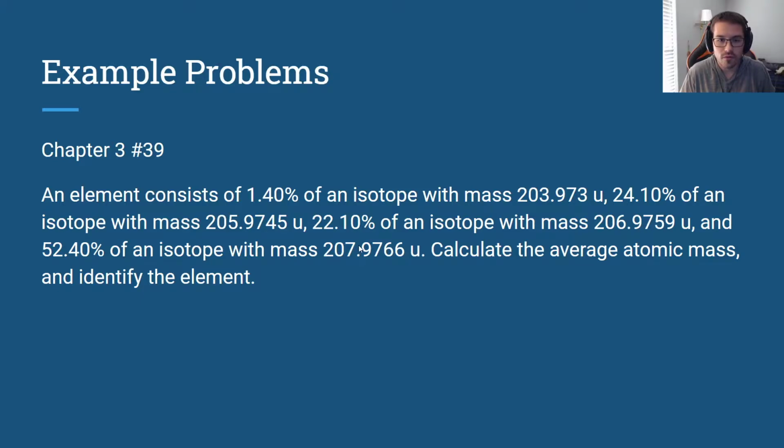What I'm going to do is write this data down in a table. And here's what the question is ultimately asking us. It wants us to calculate the average atomic mass based on this data and then use that to identify the element. So like I said, I'm going to take this data and tabulate it on my piece of paper here, just so it's a little bit easier to look at.